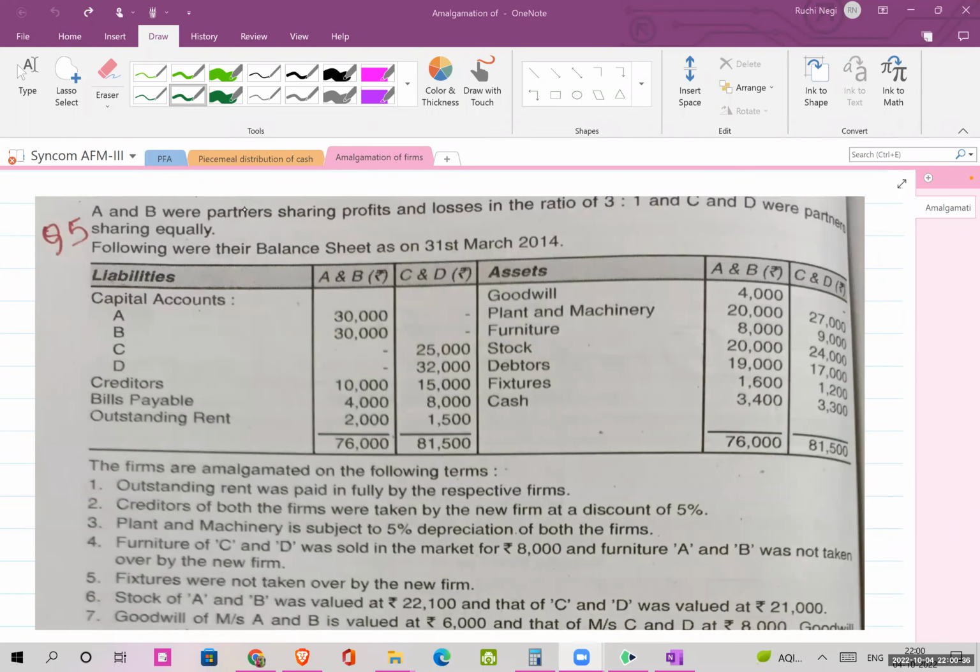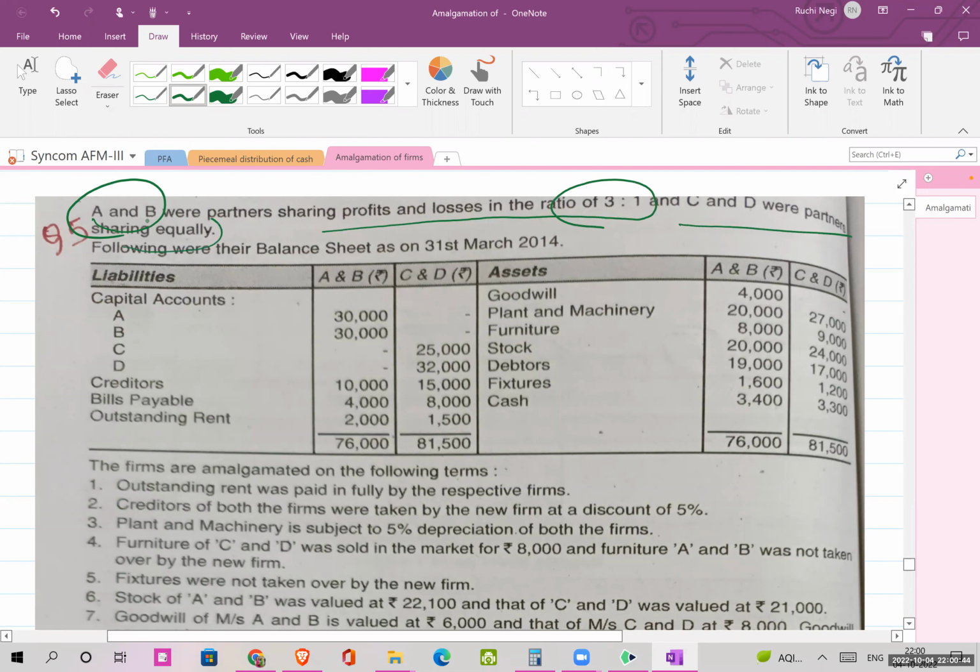Here it is on the screen. A and B are partners with profit sharing 3:1, and C and D are partners with profit sharing equal. So in case of AB, it is 3:1, and in case of CD, it is 2:1. Sorry, 1:1. This is 1:1, and this is 3:1.